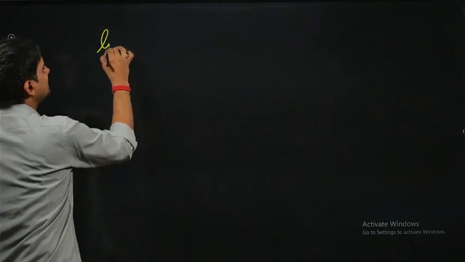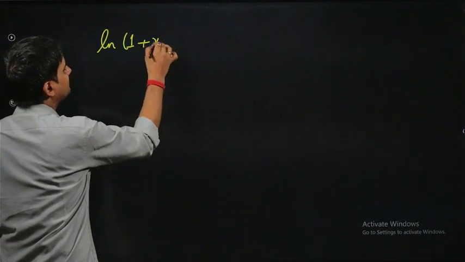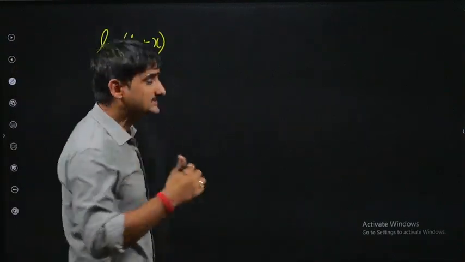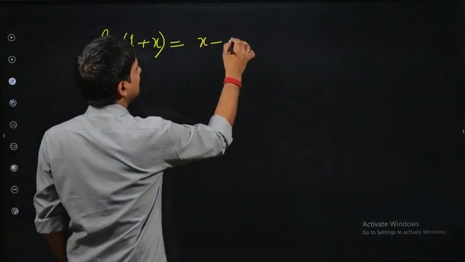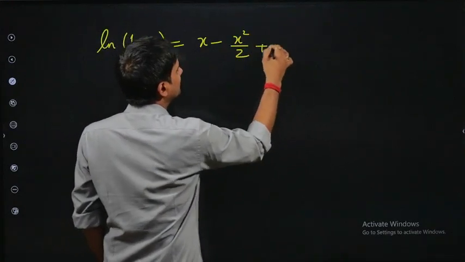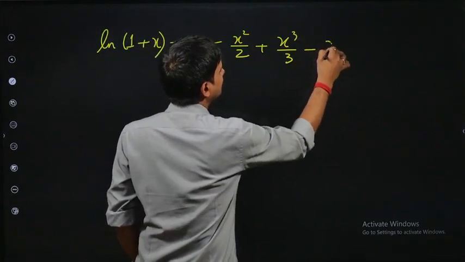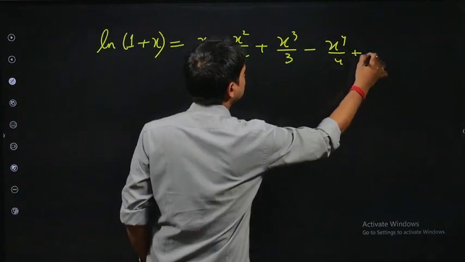That is the series of ln of 1 plus x, bachon. So what's the expansion of this series? This is x minus x square by 2 plus x cube by 3 minus x raised to power 4 by 4 and so on and so on.